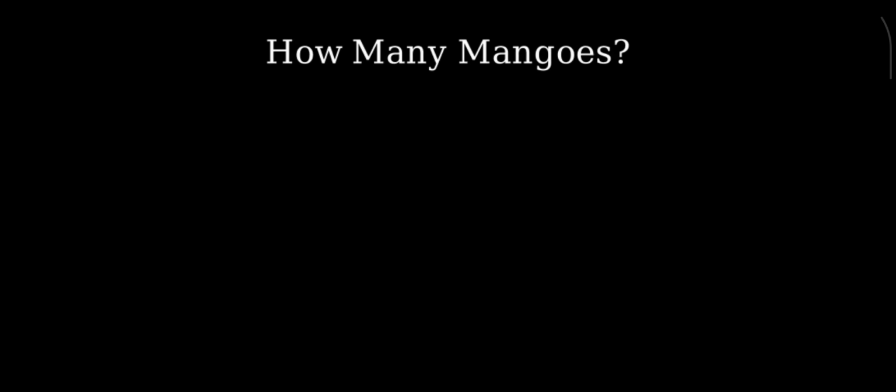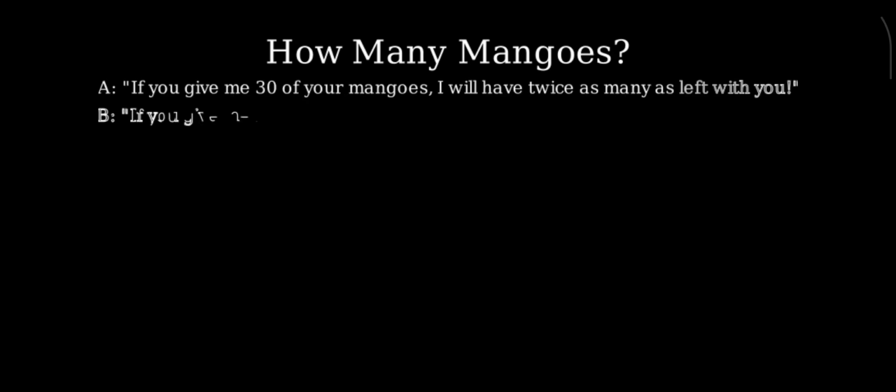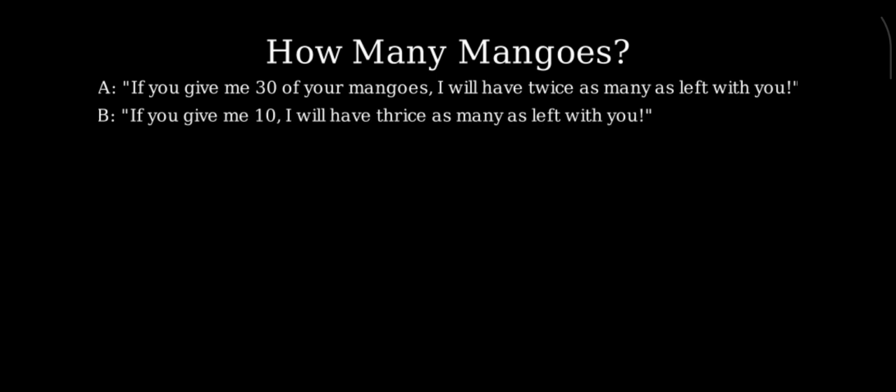This is a problem about mangoes. A and B each have a certain number of mangoes. A says to B, if you give me 30 of your mangoes, I will have twice as many as are left with you. B replies, if you give me 10, I will have thrice as many as are left with you. The question is, how many mangoes does each of them have?